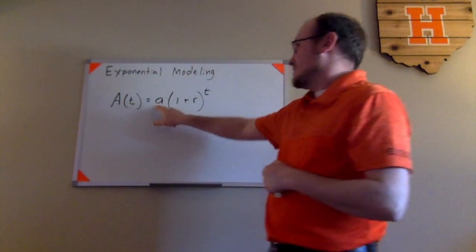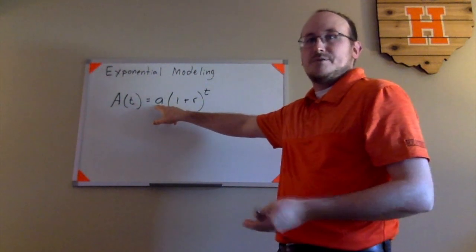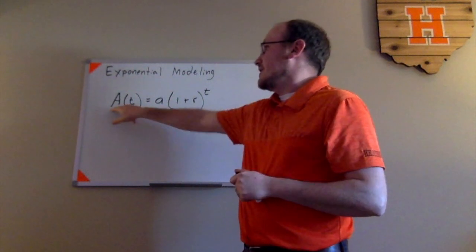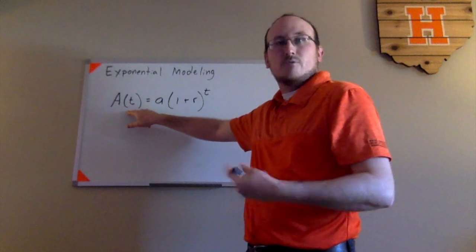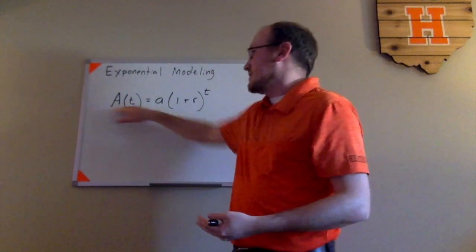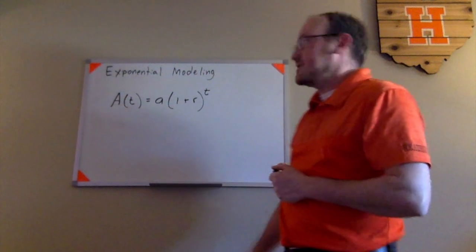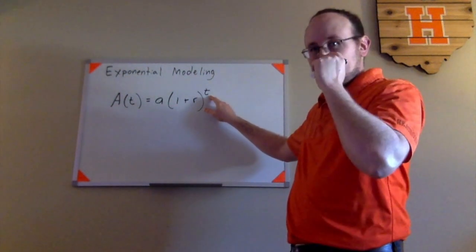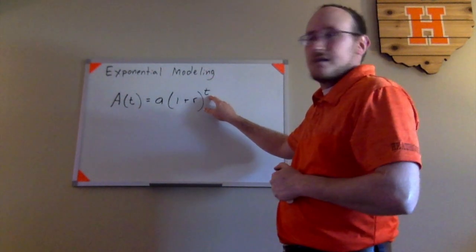We'll start with this lowercase a. This lowercase a is our initial amount, or how much we're starting with. This a of t over here is the amount after so many time periods. So this is kind of like our result. How much we want to end up with is this a of t. So that would be the amount after t time periods. Going off of that, t is the number of time periods. So maybe we're talking years, hours, whatever, for the certain scenario we're talking about.